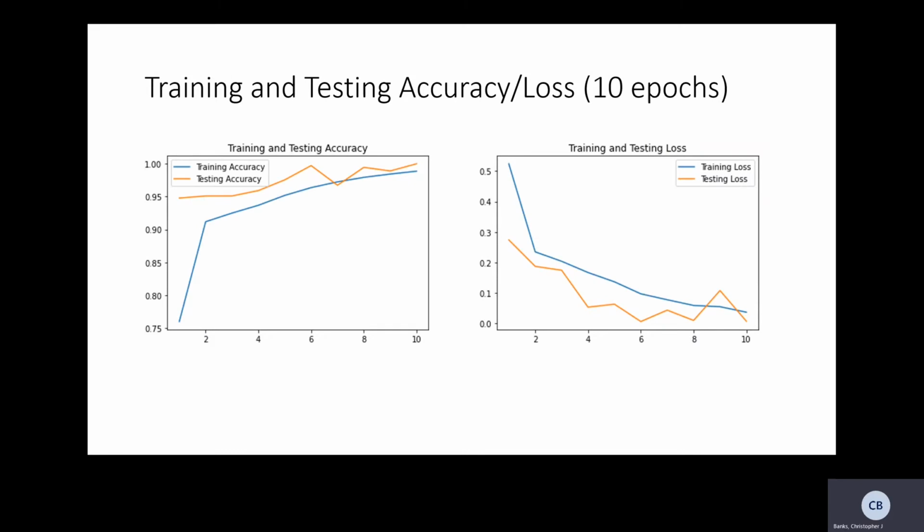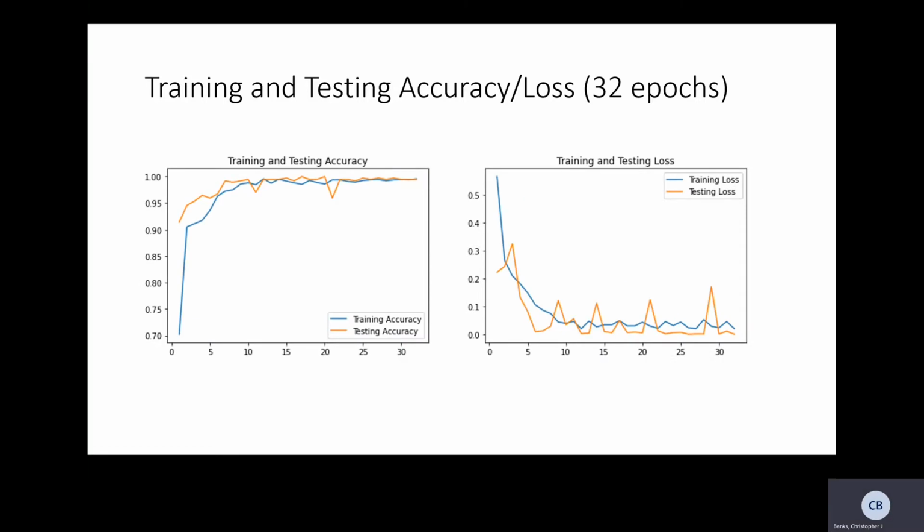As you can see here from the plots, for the 10 epochs, both the training and testing accuracy and loss functions level out around the 10 epoch level. For the 32 epochs, the accuracy and loss values steadily increase and decrease respectively, but begin to plateau after 10 epochs. This tells us that the ideal accuracy and loss could be achieved with only 15 to 20 epochs.